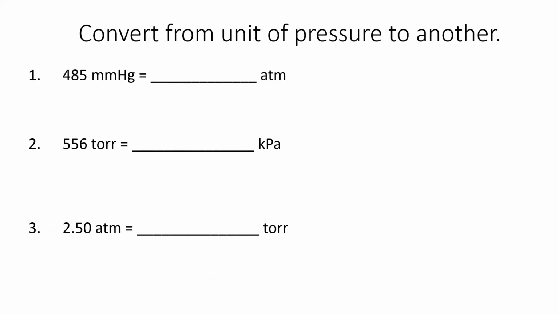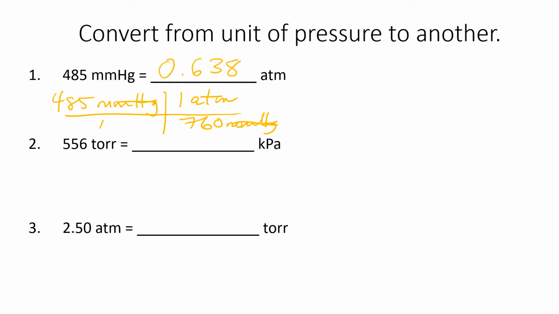Alrighty, so 485 millimeters of mercury to atmosphere. So you can do stoichiometry with this. So 485 millimeters of mercury. So you know, in 1 atmosphere, it's 760 millimeters of mercury. So the units cancel out, then you just do your math. 485 divided by 760, 0.638.